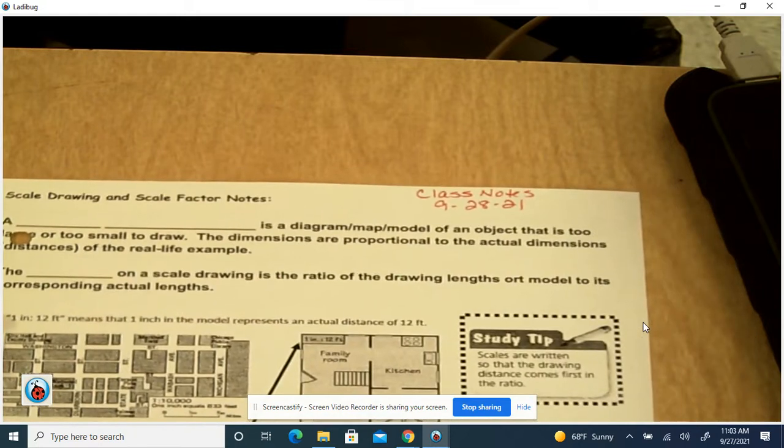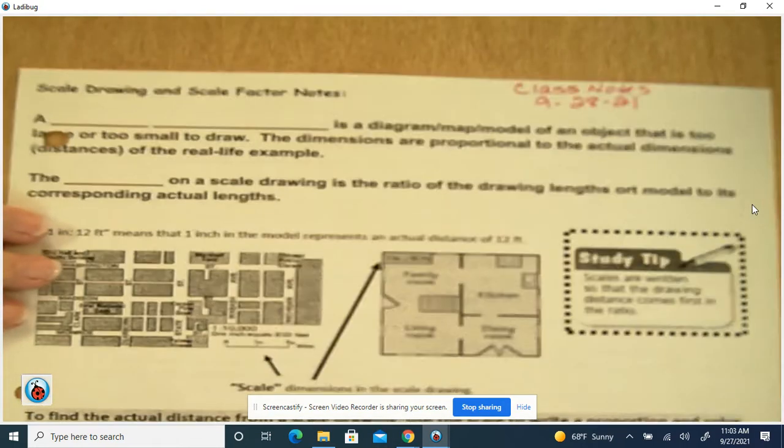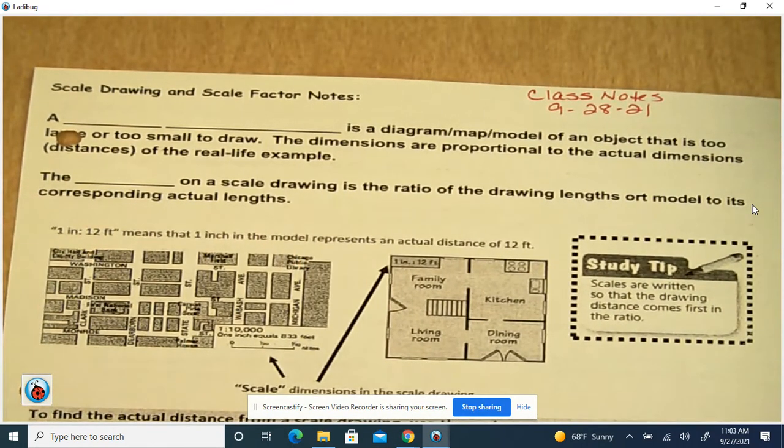Okay, this video is going to be on scale drawing again and scale factors. And we'll start by looking at the fill in the blanks.